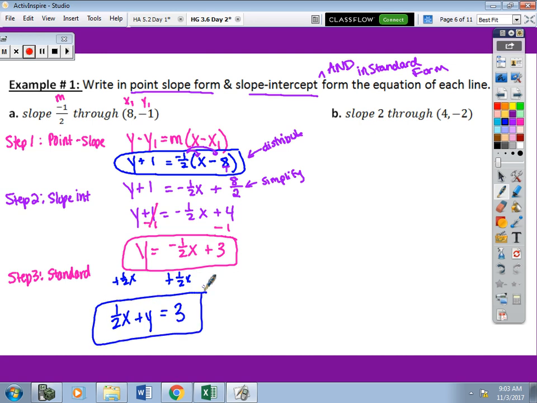Now some teachers, I think Mr. Cola might be one of them, will make you get rid of the fraction. Does he, or does he let you leave the fraction? You leave it? Okay. Whenever I was in school, we had to get rid of the fraction.